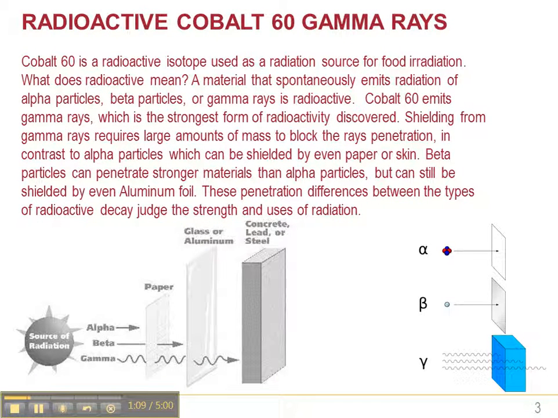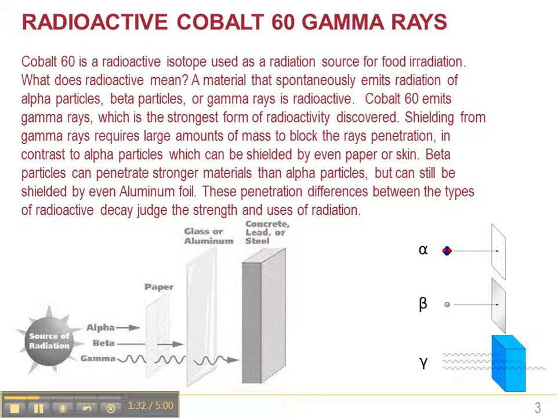Radioactive cobalt-60 gamma rays. Cobalt-60 is a radioactive isotope used as a radiation source for food irradiation. What does radioactive mean? A material that spontaneously emits radiation of alpha particles, beta particles, or gamma rays is radioactive. Cobalt-60 emits gamma rays, which is the strongest form of radioactivity discovered.